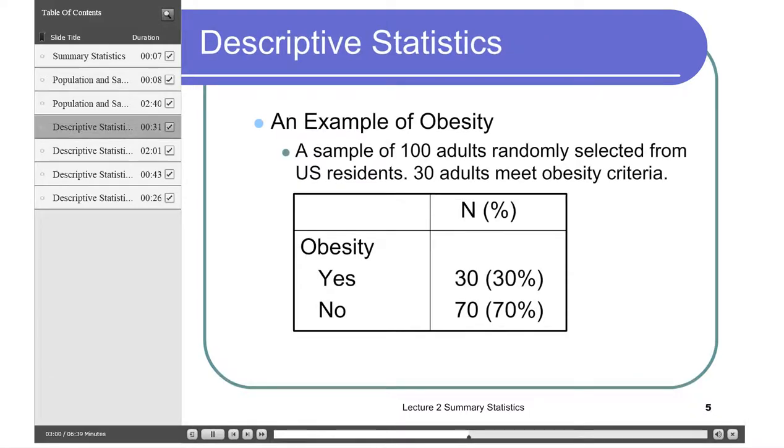Here's a quick example. Let's say you're interested in estimating the percentage of adults in the United States who are obese. As we discussed a moment ago, you wouldn't actually be able to measure whether every single person in the United States is obese or not. So we could take a sample, 100 adults from the United States. Let's say in that sample, 30 were obese and 70 were not. Then we would simply say that since 30 out of 100 were obese, that's 30%, and then we would use that percentage as an estimate for the percentage of people who are obese in the population.